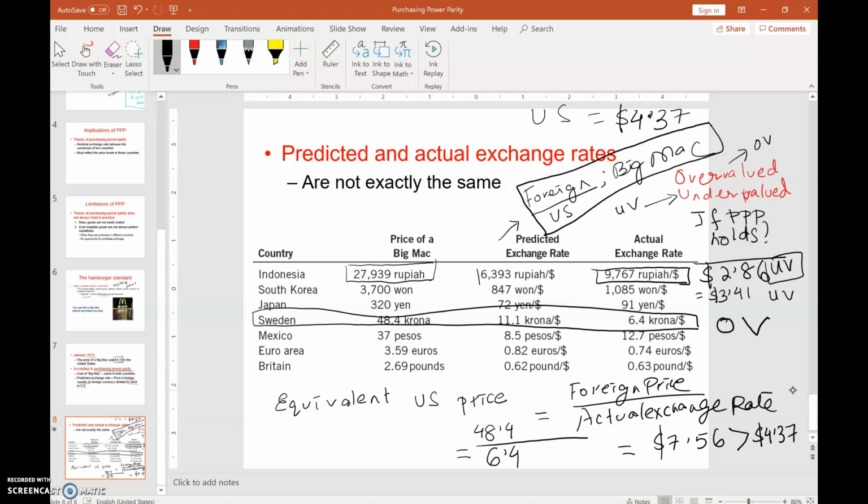You can do it for all the different countries for fun and comment on whether the currency is overvalued or undervalued. And definitely purchasing power parity does not hold when we are using this Big Mac standard. Thank you very much. Hope this makes sense.